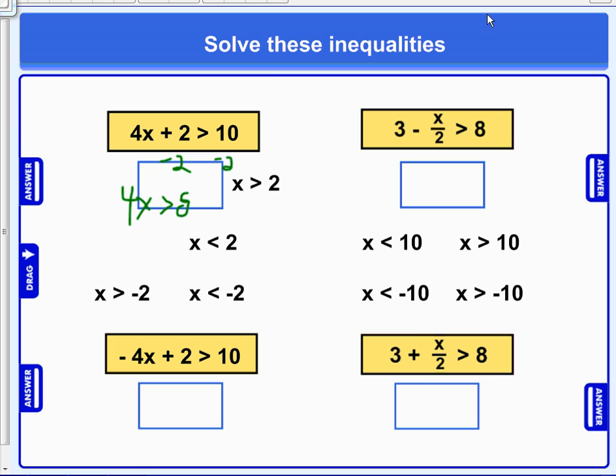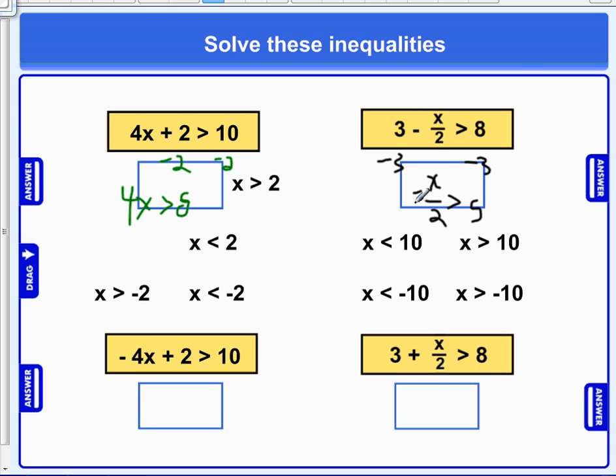All right, now in this particular problem, it's a little bit different. So we're just going to go through and make sure that this makes sense to you. So we're going to subtract 3 first to both sides because we want to get that negative x over 2 by itself. All right, and that's going to be greater than 8 minus 3 is 5.